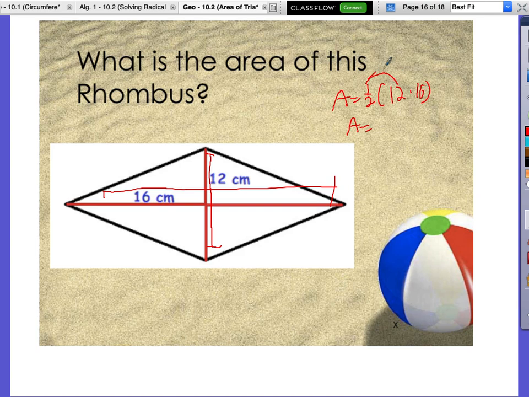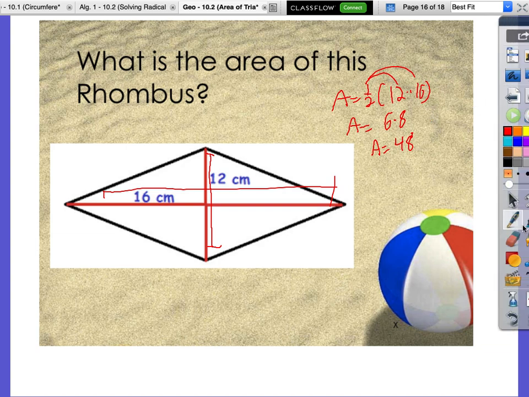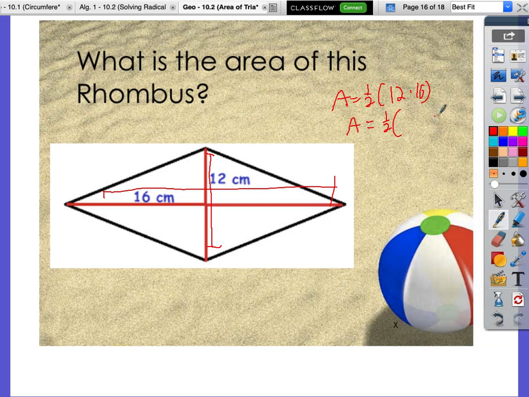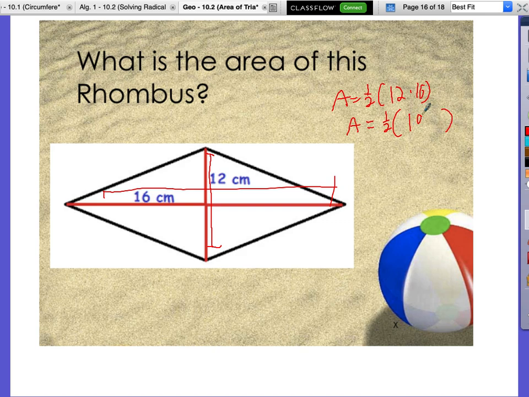You said what? 96. Okay. Could you also just do the half and do 6 times 8? You mean 6 times 8 and you get 48. Okay. So one half of, what is it? 192? So 96 square centimeters is our answer. So the reason we couldn't do that distributing is this is multiplication, not addition or subtraction. Okay? Questions on that?